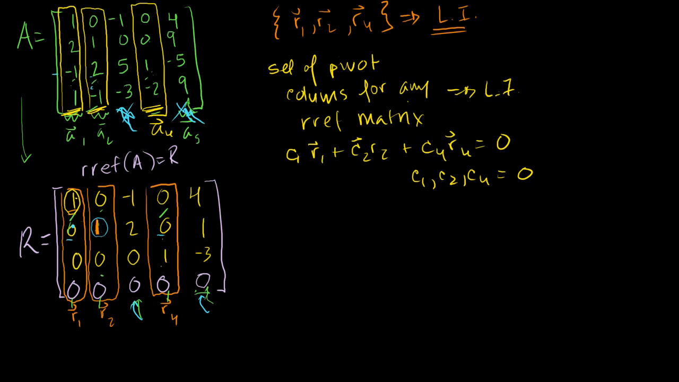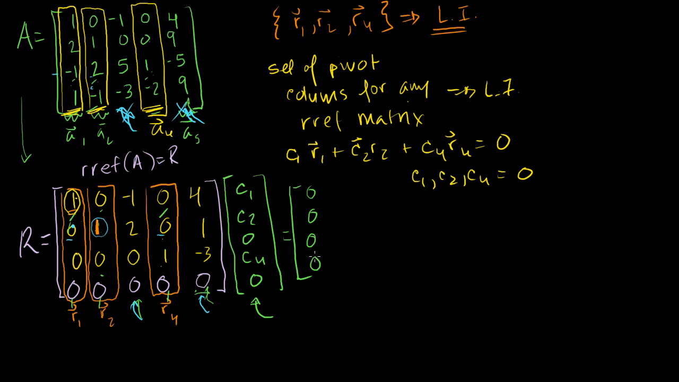So another way we could say it is, if we write R times some vector x, I'll just write it as C1, C2, 0, C4, and 0, is equal to 0. So this will be some special member of your null space. It's a particular solution to the equation. This is equal to 1, 2, 3, 4 zeros, because we have 4 rows here.